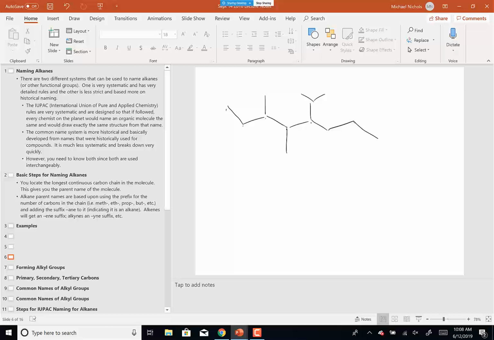1, 2, 3, 4, 5, 6, 7, 8. Anything close to that? 1, 2, 3, 4, 5, 6. 1, 2, 3, 4, 5, 6, 7. Looks like that's the longest chain. And while that might catch your eye to begin with, I'm pretty good at hiding the longest chain when I want to be, so you've got to check all the combinations. But that's clearly the 8-carbon chain.